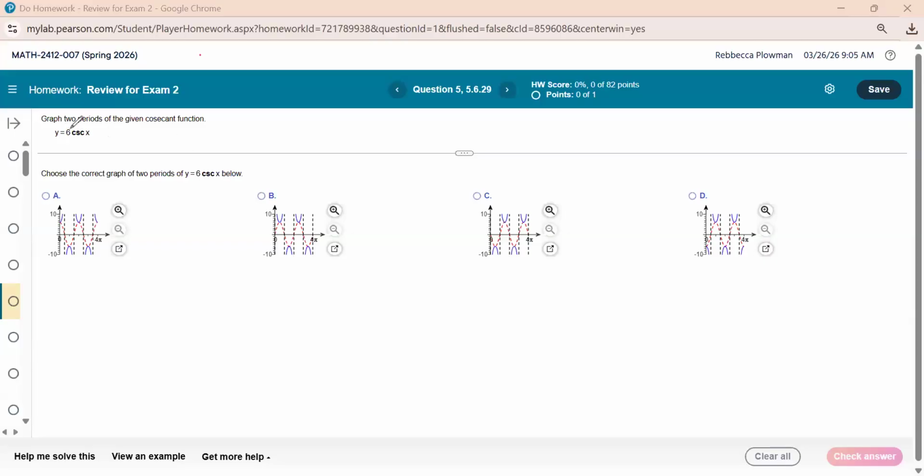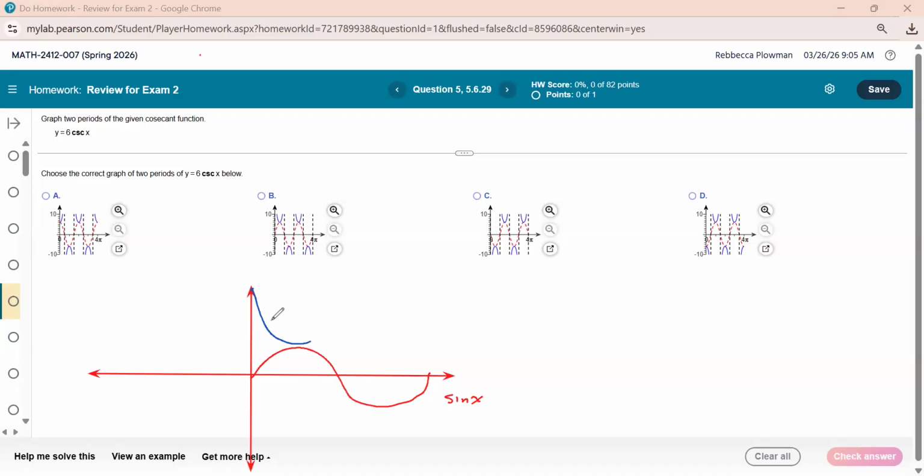So here we got y equals 6 cosecant x. If you don't remember the shape here, just let me give you a little help. So remember, cosecant is a reciprocal of sine. So this is what sine looks like. That means your cosecant will look like, so it should come down and touch right here, will look like this.